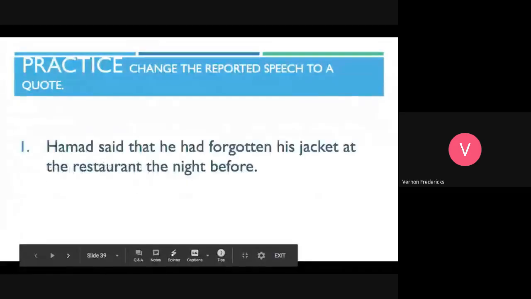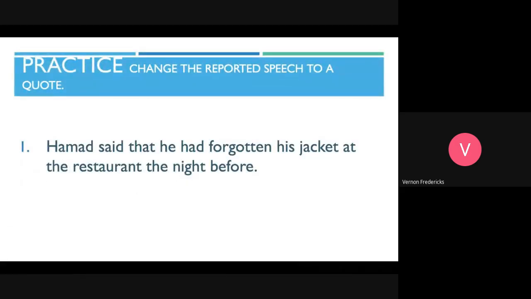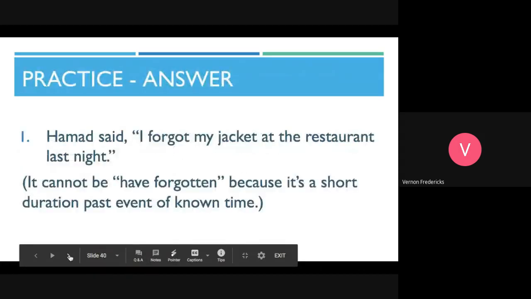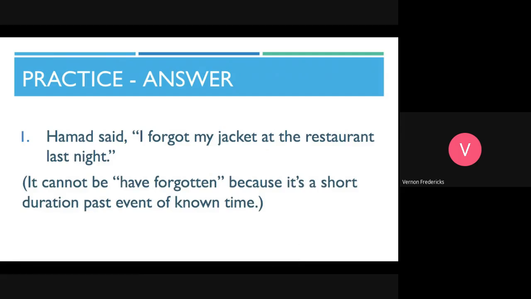Okay, so number 1: Ahmad said that he had forgotten his jacket at the restaurant the night before. So what is the direct speech? Ahmad said, inverted commas, "I forgot my jacket at the restaurant last night." It cannot be have forgotten because it's a short duration past event of no time. I forgot my jacket at the restaurant last night.